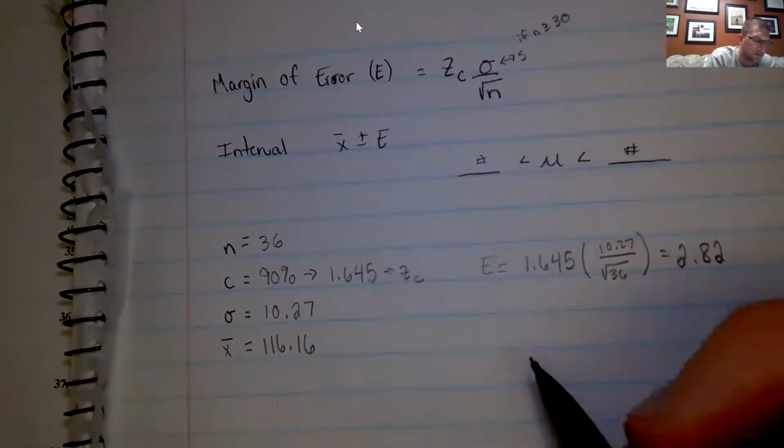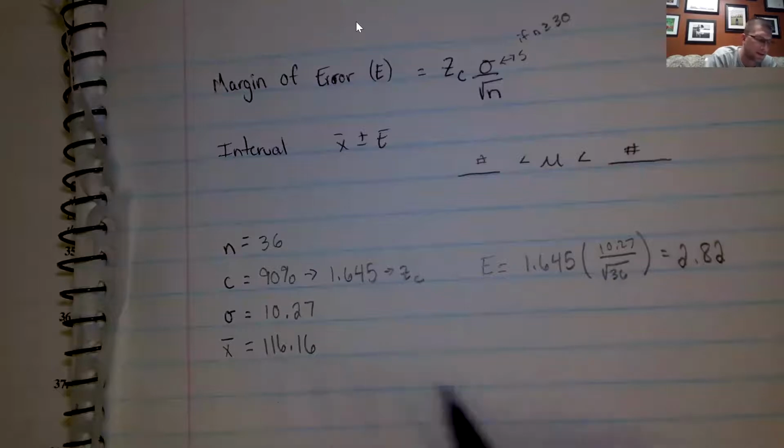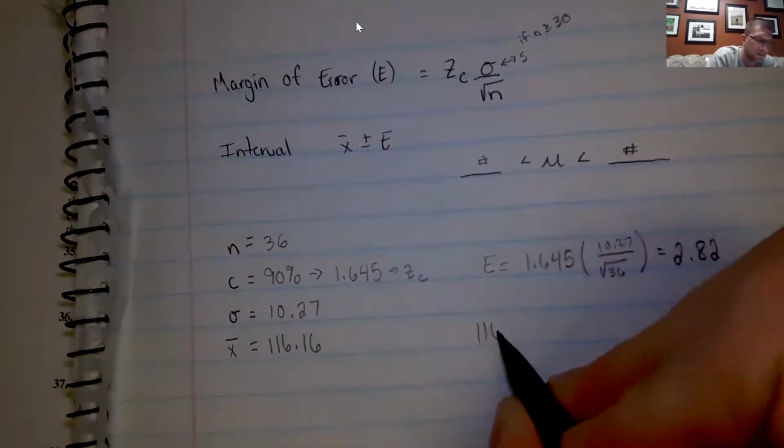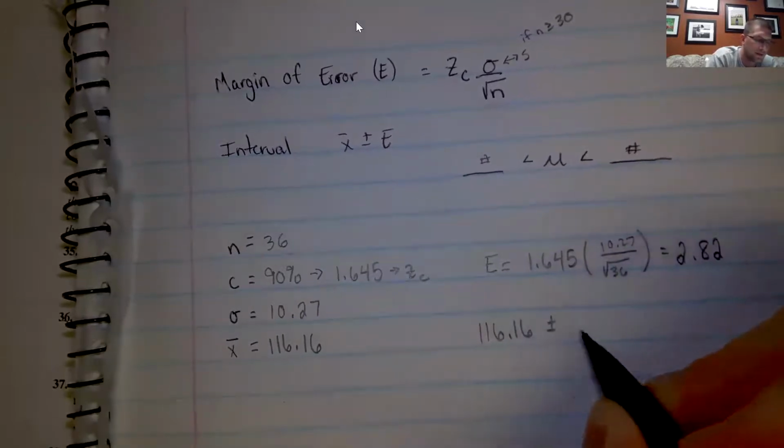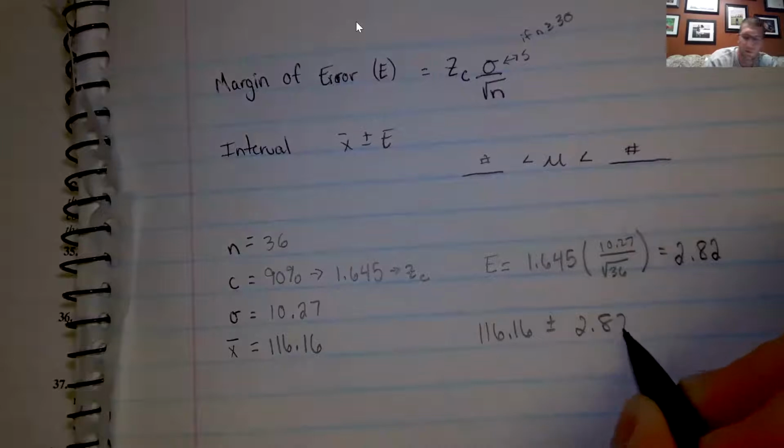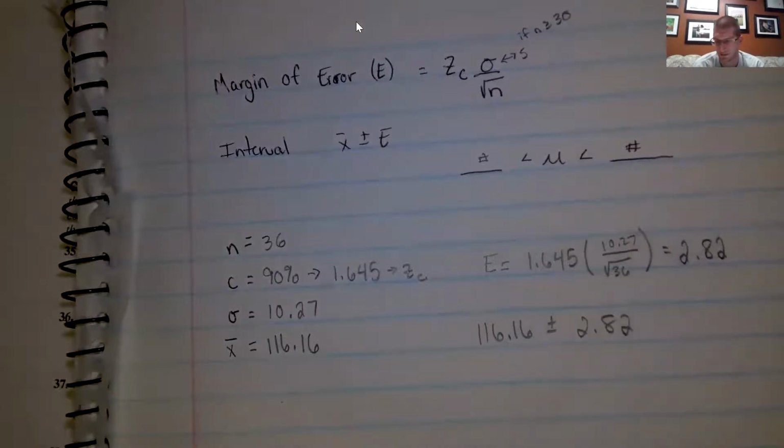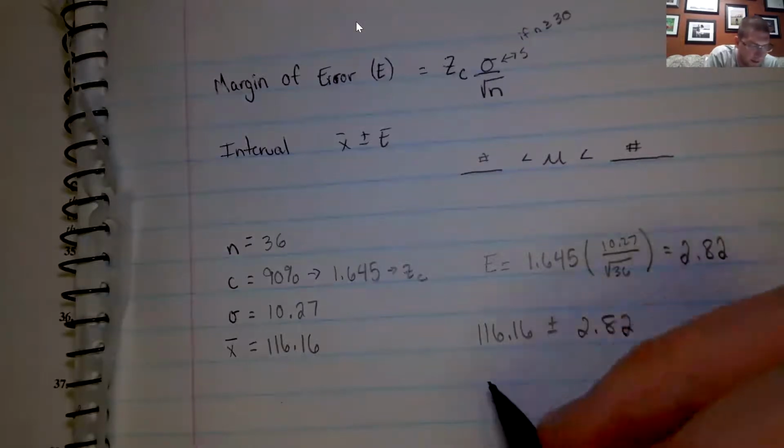To make the actual interval, I take my x bar and I add and subtract 2.82. So if I take 116.16 minus 2.82 and 116.16 plus 2.82, that creates my interval.